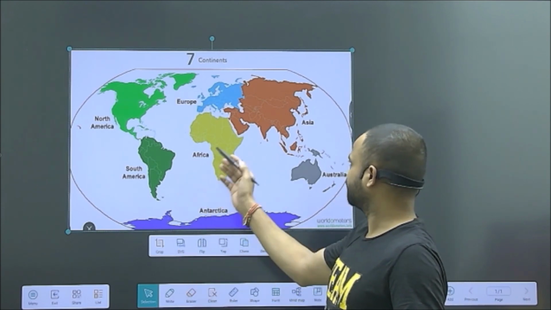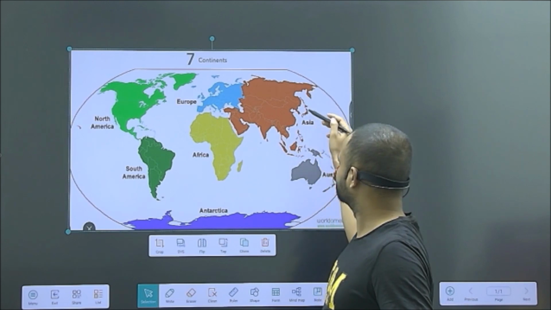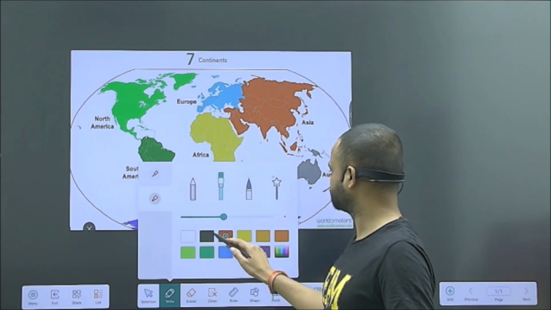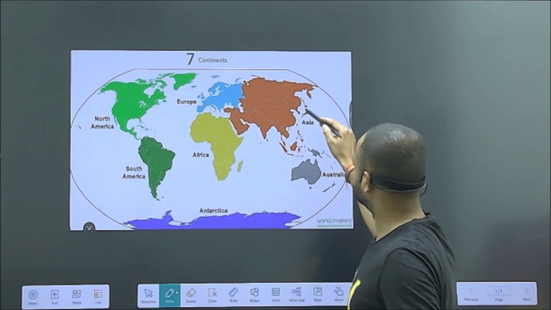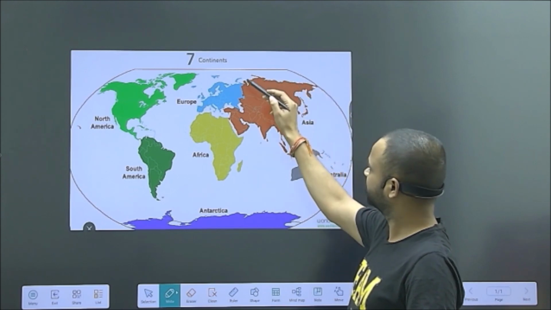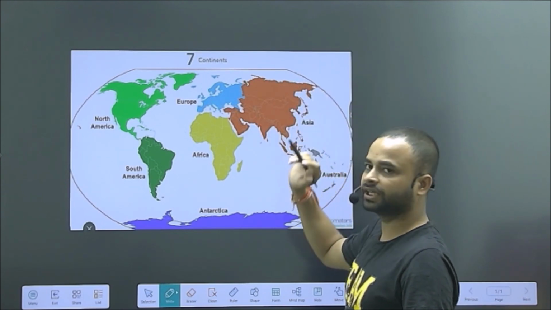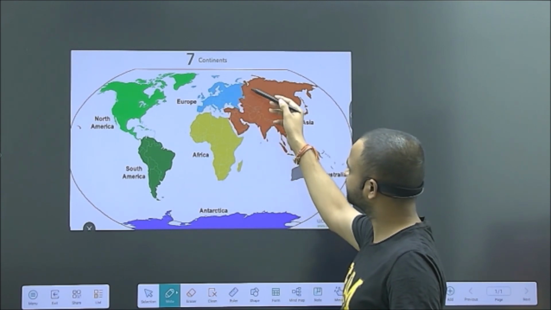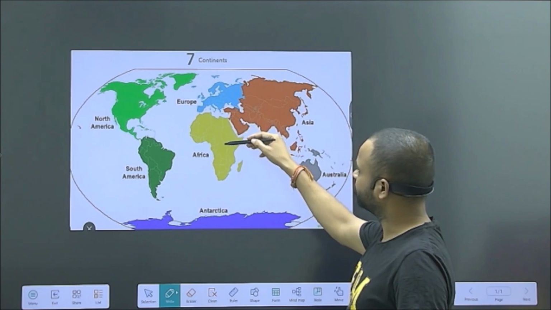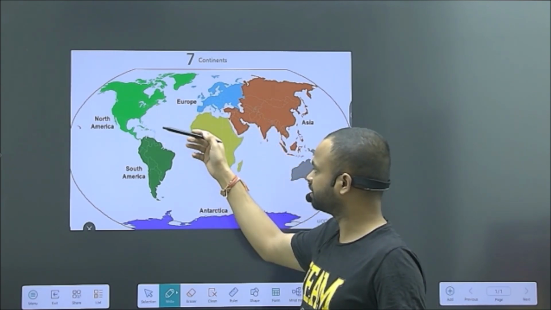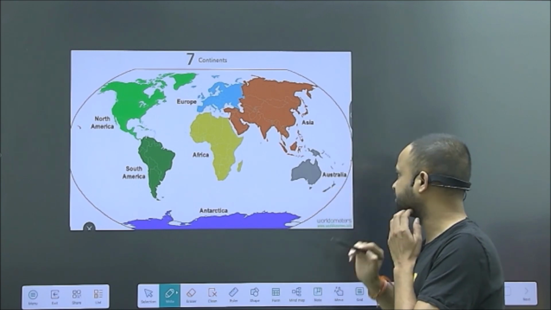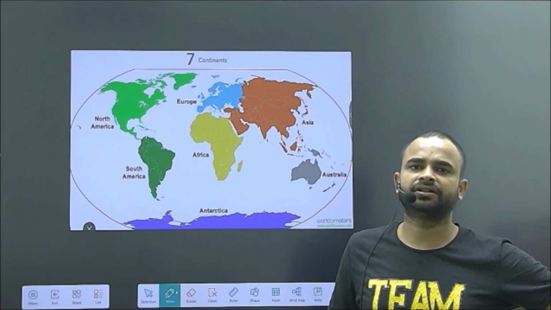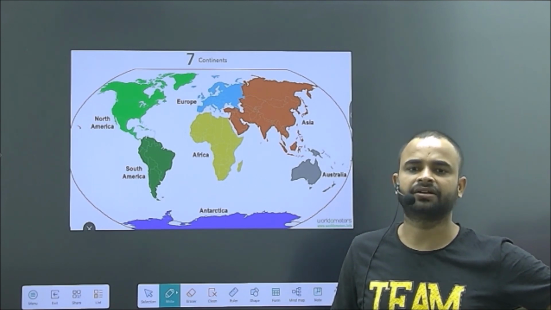The red color region is called Asia. Navy blue is called Africa. Yellow for navy blue is called Europe. Yellow for Africa, North America, South America, and Australia. But the seventh continent is also called Oceania.